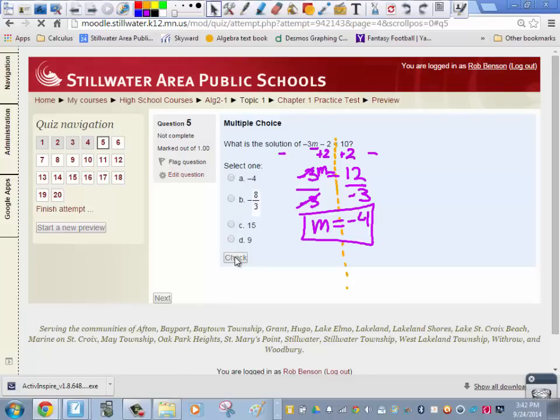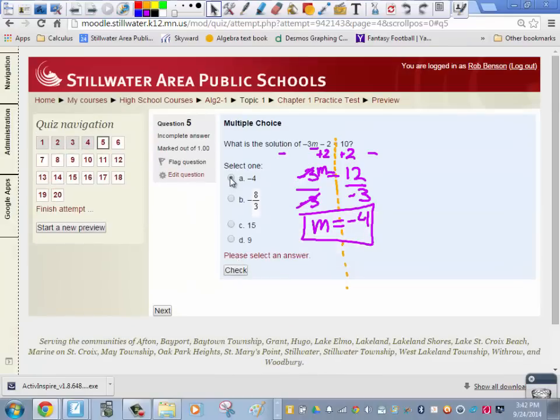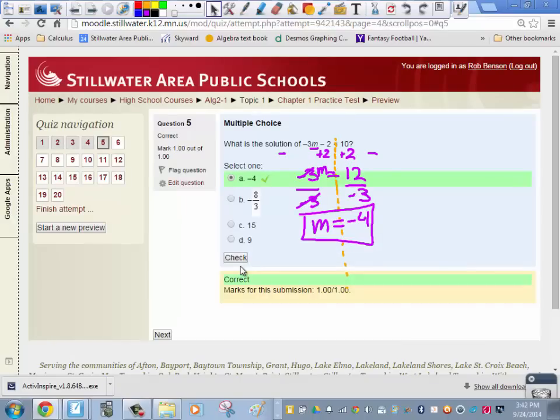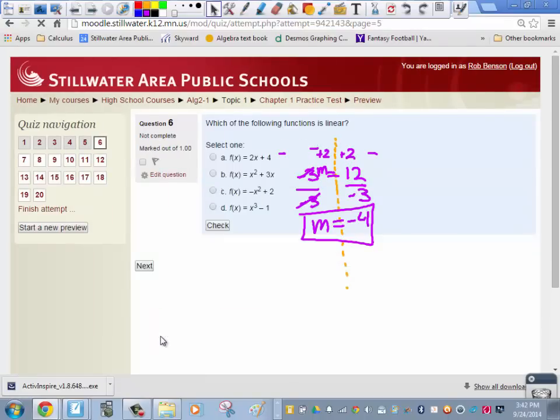Oh, shoot. There we go. Please select an answer. There we go. That's nothing better than a right answer in math, right? Nothing better other than Chipotle, maybe.